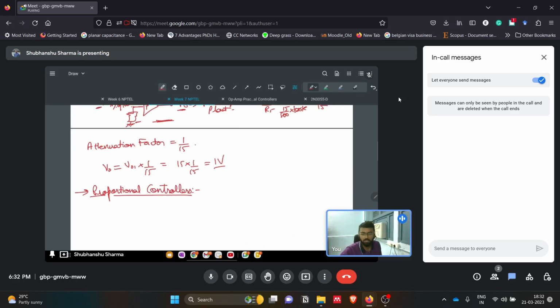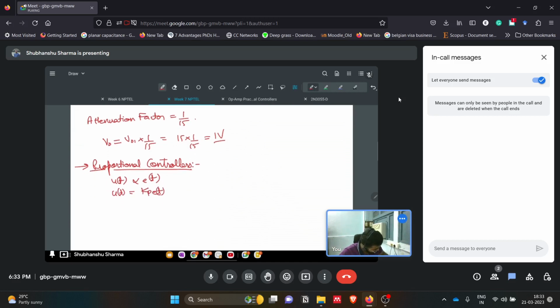So in proportional controllers, how do they work? The output of a proportional controller is directly proportional to the error. So u(t) equals Kp times e(t), where Kp is the proportional constant.